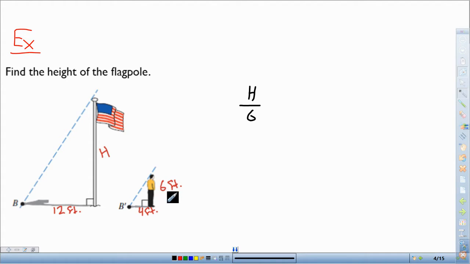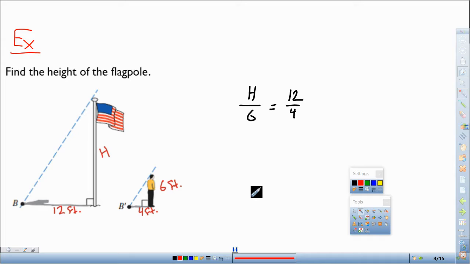By the way, we have feet here, but I'm not going to use the units until we actually get to the end of this. Again, I went left over right for my first ratio. I'm going to go left over right for my other one, so 12 over 4. All right, there it is. We have a proportion that we can solve very easily to find the height of this flagpole.